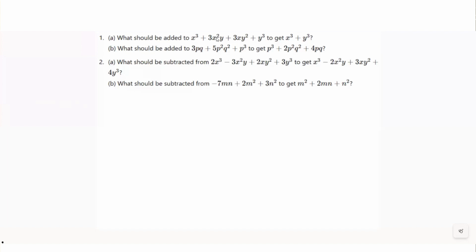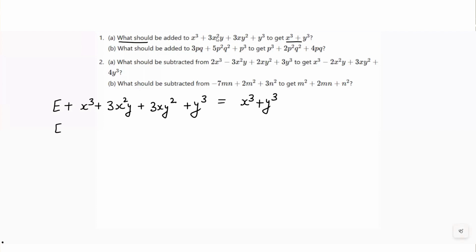If the question is what should be added to some expression to get another expression, we will consider any expression E, which when we add to the other expression gives the third expression. So E plus x cube plus 3x square y plus 3xy square plus y cube is equal to x cube plus y cube. Now we need the value of E. So we'll write E is equal to.